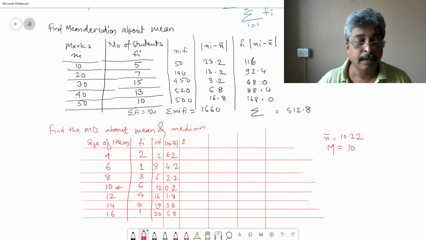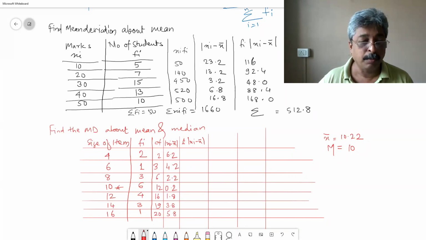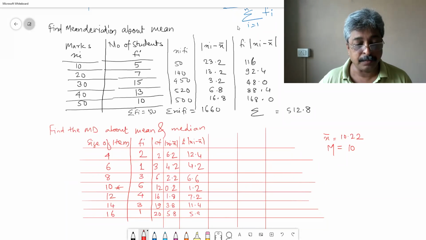fi |xi minus x bar|: 12.4, 4.2, 6.6, 1.2, 7.2, 11.4, 5.8.